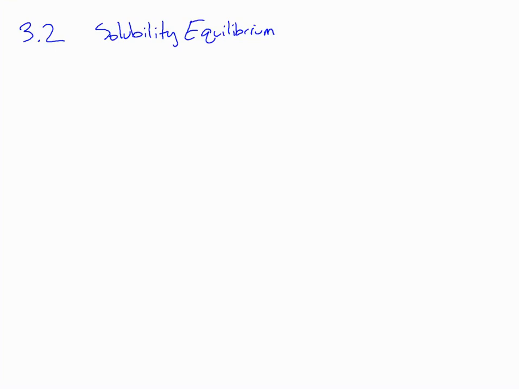So section 3.2, we're looking at solubility equilibrium. We talked about equilibrium as far as chemical reactions go. When you start with two reactants, they go towards the products, but in some reactions, if you get too much product, it starts going the opposite way, and you end up with a little bit more of the reactant. And they tend to go back and forth until they finish.